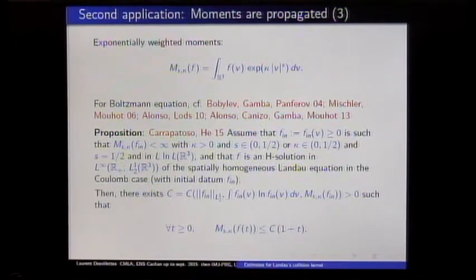So Carapatoso and Hay were able to produce an extension of those results in this precise case of the Landau equation with the Coulomb interaction. And actually, their theorem runs like this. So basically, all those things are propagated and do not increase more than 1 plus t, provided that the s here is not too big, so it has to be between 0 and 1 half, or if it is exactly 1 half, k has to be between 0 and 1 half also. So a large number of stretched exponential moments are propagated.